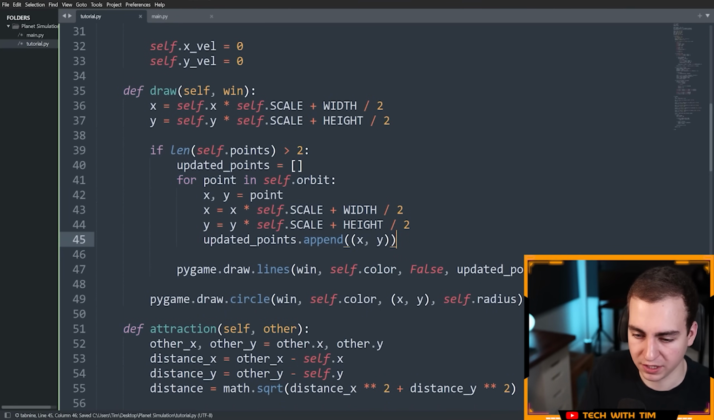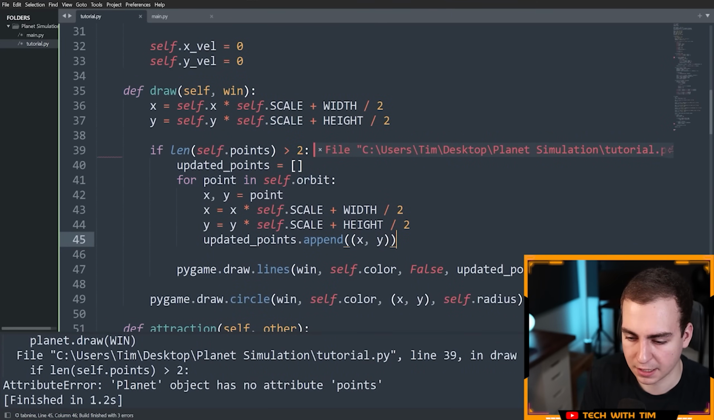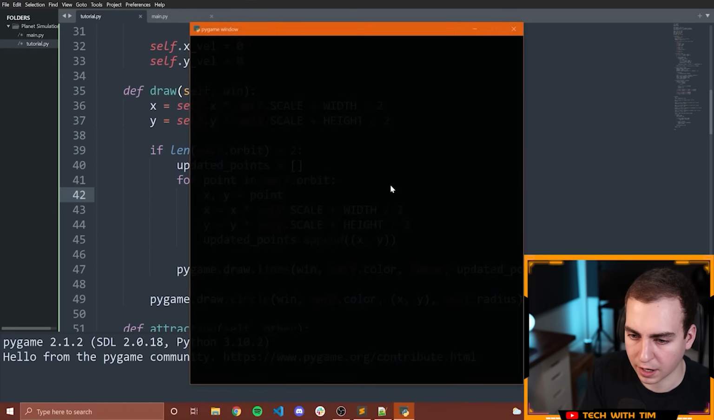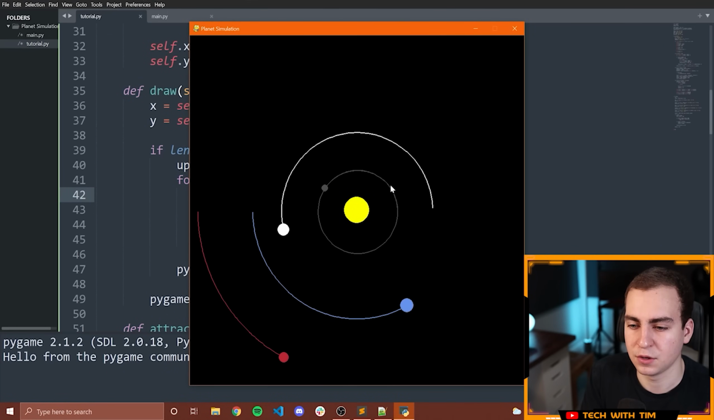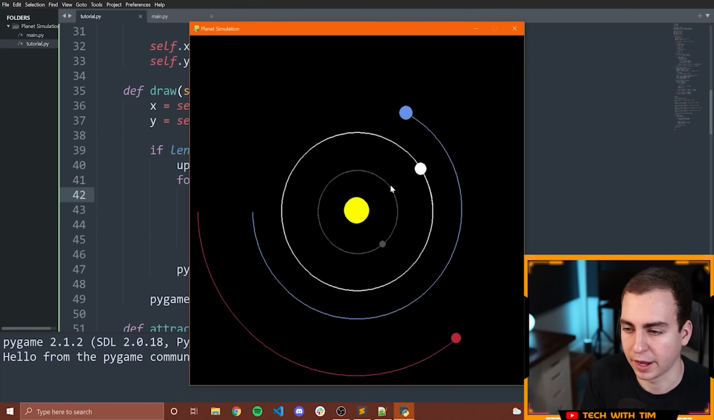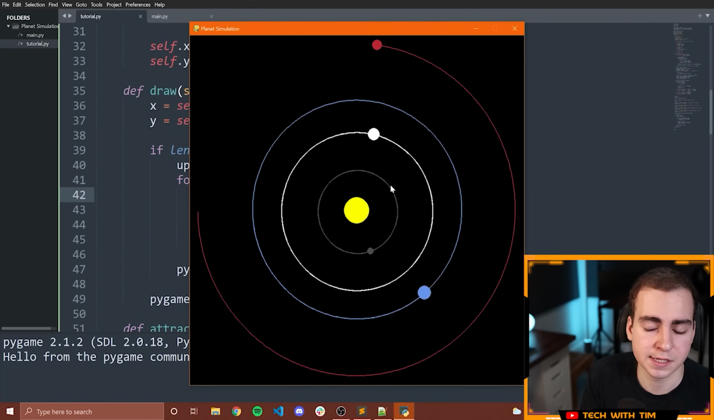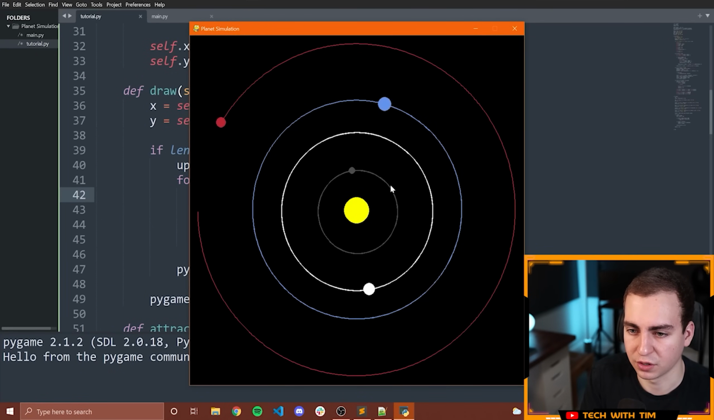So let's see now if we're going to get the orbital ring around. Let's run this. And planet object has no attribute points. Sorry, it's not points. It is orbit. And I think I did this right. Self.orbit. Yes, okay. Self.orbit. Nice. All right. Let's see. There we go. Now we get the orbits being drawn as the planets are moving around. Very nice. So, you can run the simulation as long as you like and see everything working.